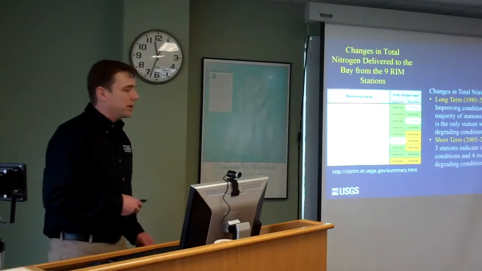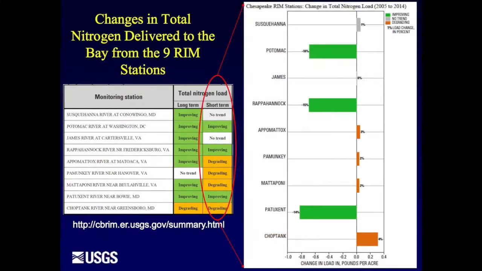So now what I brought in, and this is pulled from a summary that we have on our webpage, we have the changes in total nitrogen delivered to the bay from the 9 rim stations. So all the 9 rim stations are listed here from largest to smallest. And then I've broken the total nitrogen load trend into two categories. The long-term trend, which is basically 1985 to 2014, and the short term, which is 2005 to 2014.